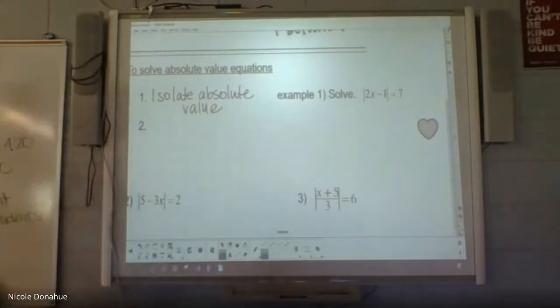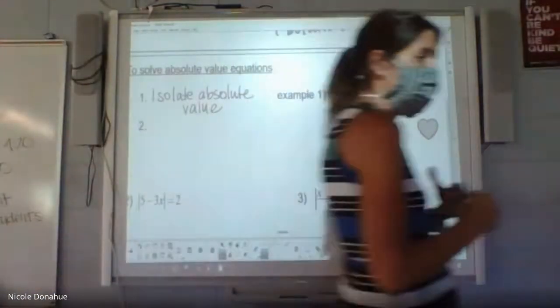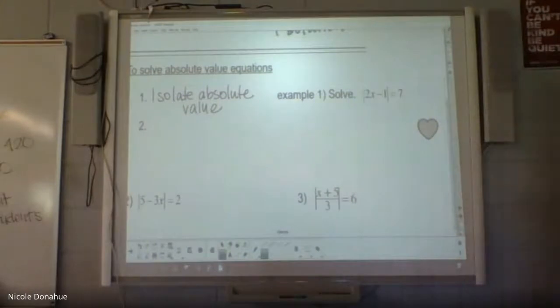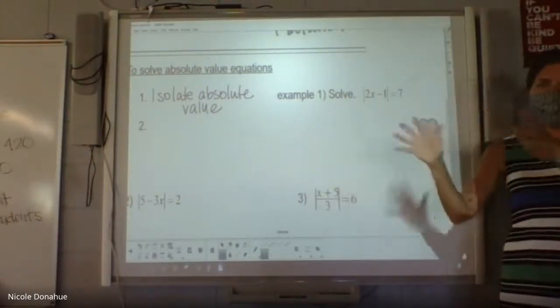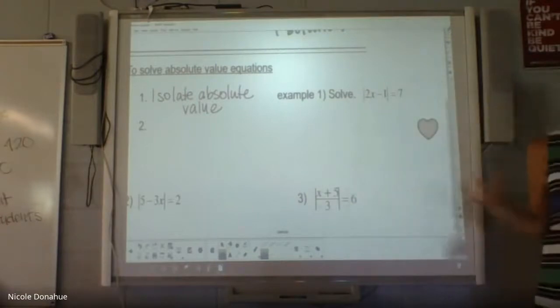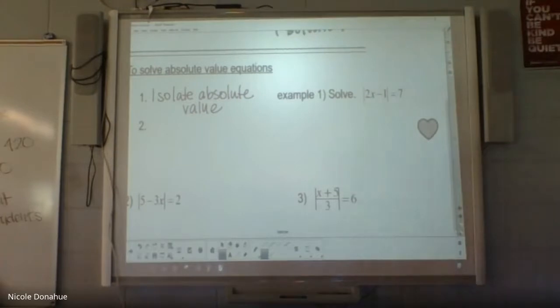So we're going to isolate the absolute value. Absolute value equals. They're all isolated here. These are all examples of where it's isolated. If you want to see when it's not isolated, that's what the backside looks like. So we'll do that after break.